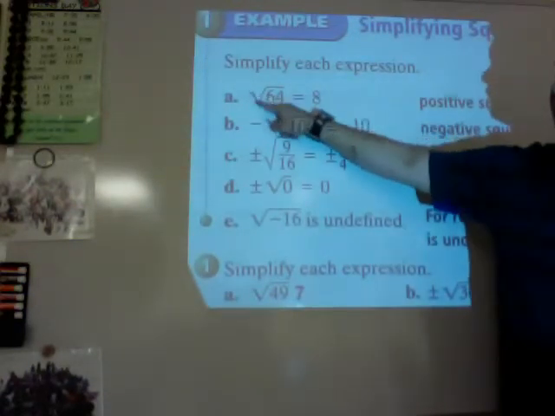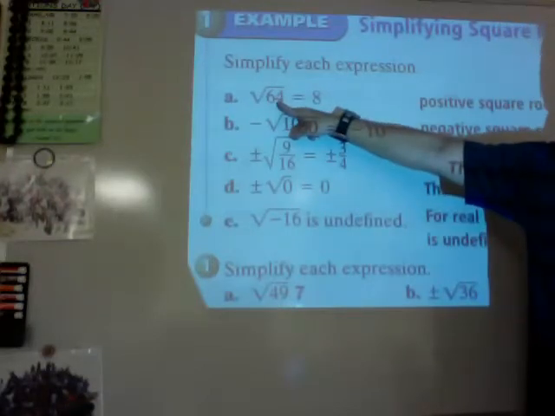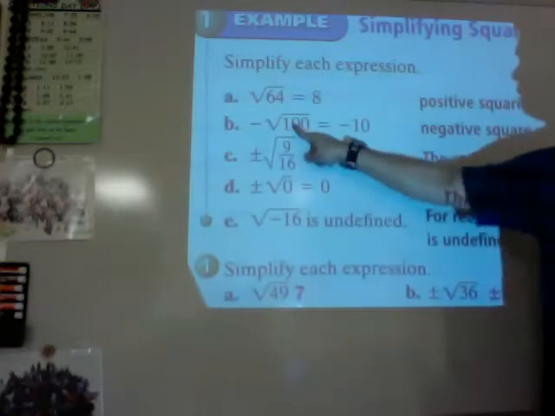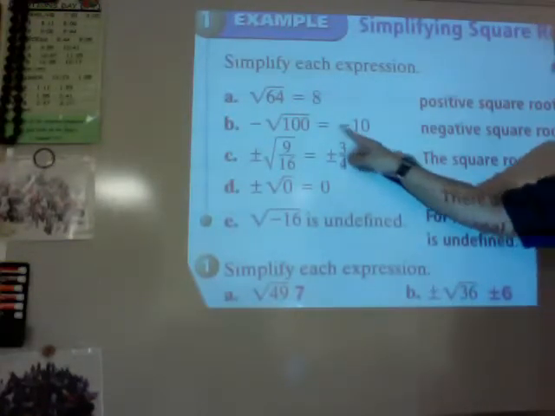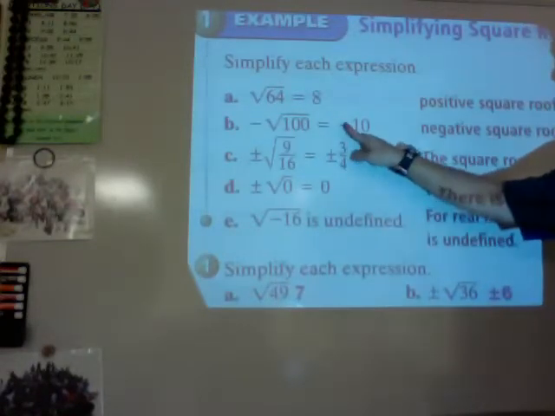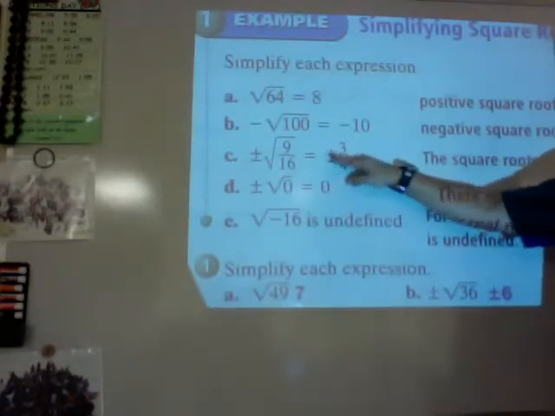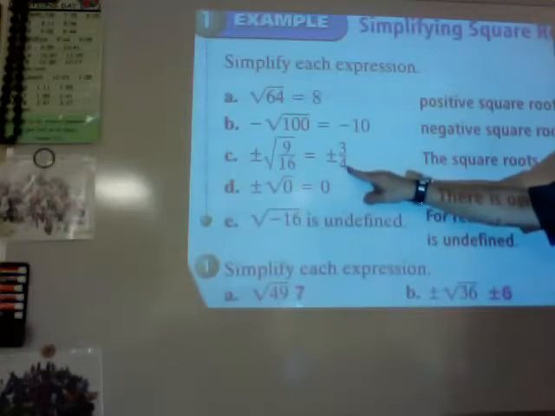This sign is also called the radical symbol or the square root sign. So I can say square root of 64 or radical 64. That equals 8. In this case, it's negative square root of 100, so it's negative 10. It's like an operation, square root of 100, so 10, and you just drop that negative in front of it. In this case, plus or minus the square root of 9 over 16 is equal to plus or minus 3 over 4. Square root of 9 is 3, square root of 16 is 4.